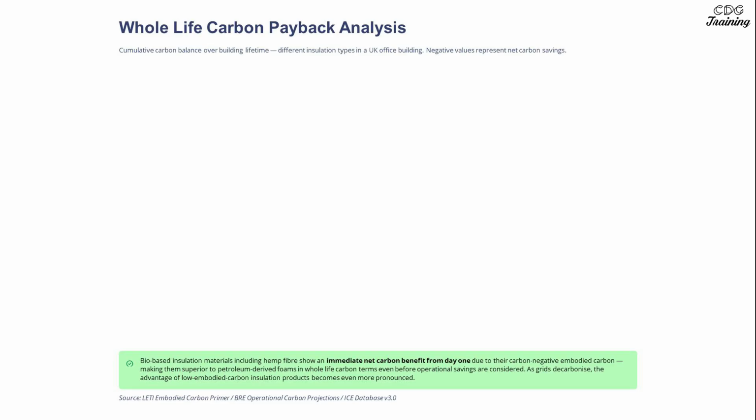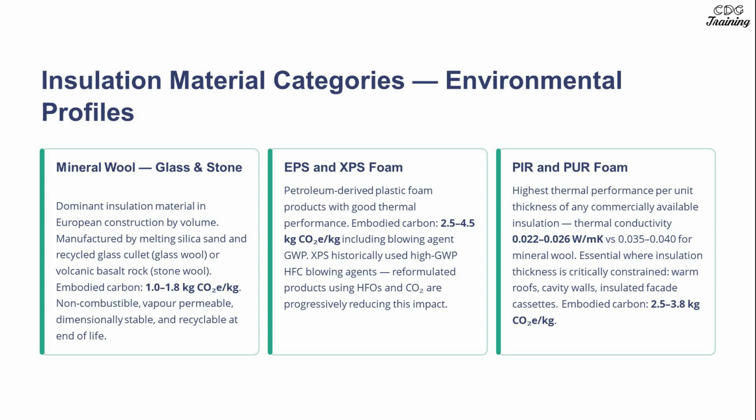Whole-life carbon payback analysis shows how different insulation types impact carbon savings over a building's lifetime. Immediate benefits can be seen with certain bio-based materials, emphasizing the importance of considering both embodied and operational carbon. Insulation materials like mineral wool, EPS, and PIR have distinct environmental profiles. Each has varying levels of embodied carbon and thermal performance, influencing their suitability for different applications.